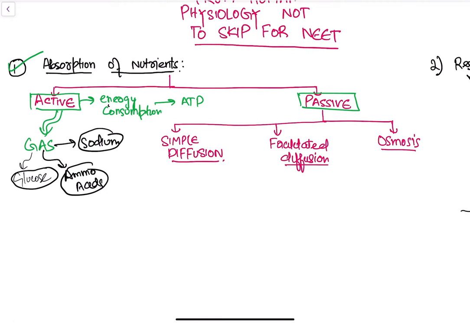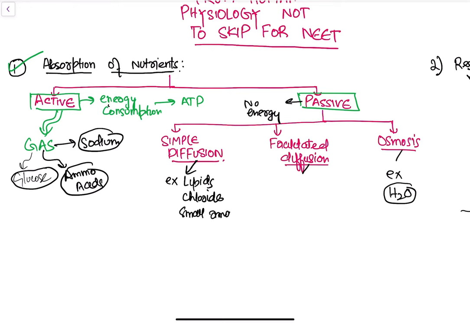Now there is passive absorption where there is no requirement of ATP, no requirement of energy. There are three modes of passive transport: simple diffusion, facilitated diffusion, and osmosis. Osmosis is the diffusion of water from its high concentration to its low concentration, which is from the hypotonic solution to the hypertonic solution. In simple diffusion, the substance goes along its gradient, through the membrane permeable to it. Typical examples are lipids, a small amount of chloride ions, and a small amount of glucose and amino acids.